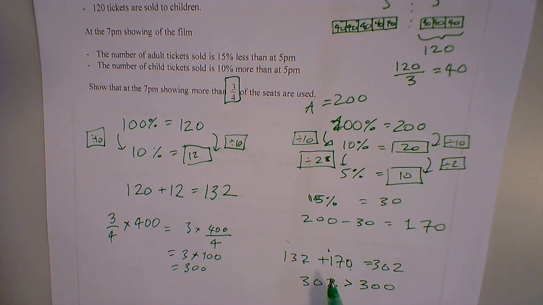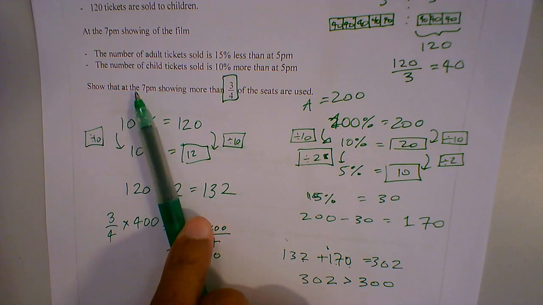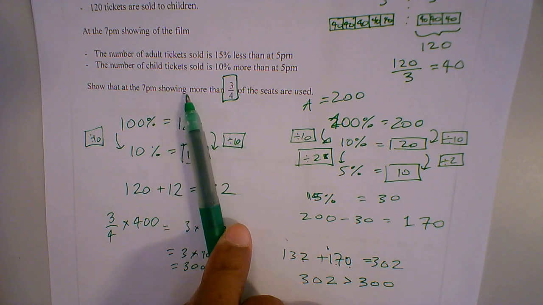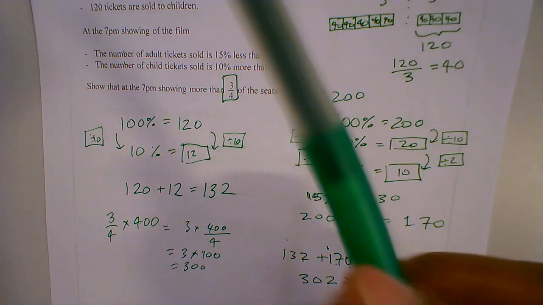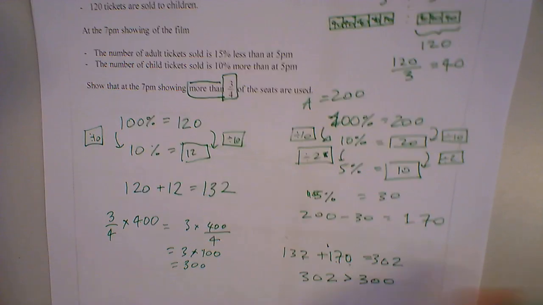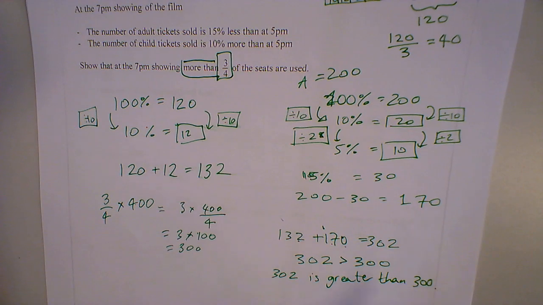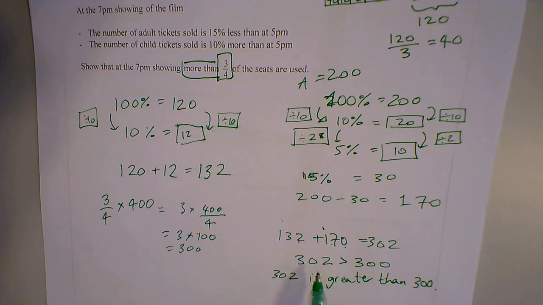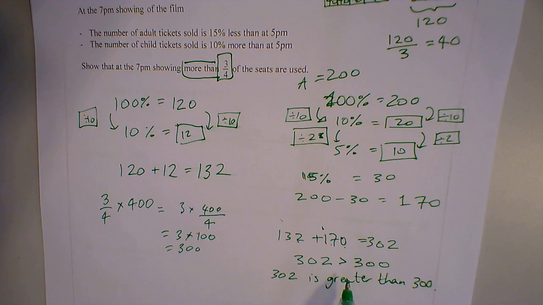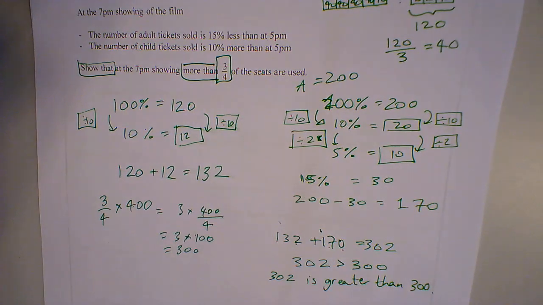So just to highlight, why have I suddenly introduced an inequality sign? Show that at the 7 p.m. showing, more than 3/4 of the seats. So this more than is where I introduced the inequality, but you don't need to introduce the inequality. You can just say 302 is greater than 300. So you don't need to introduce a new sign. You can just have that sentence in there. You're just showing that, because that's what the question is saying. Show that. And that's exactly what we've done.